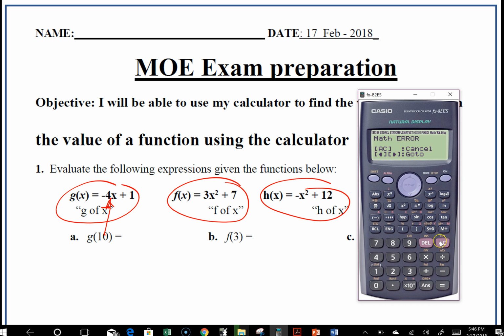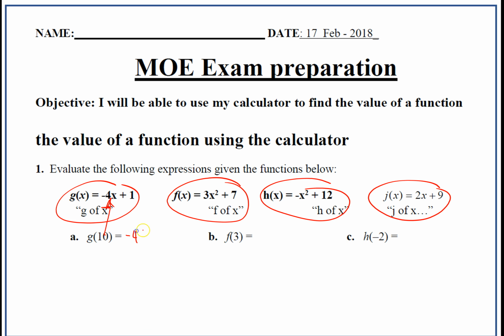So I'm going to hit cancel. We're going to go ahead and go back. Hit equal. I'm going to start at 10 and put a number bigger than 10. Just use 11. So when x is 10, y is -39. When x is 10, f of x is -39. So I'll come over here, and I'll go ahead and write -4 times 10 plus 1 is -39. Okay? Let's do another one.